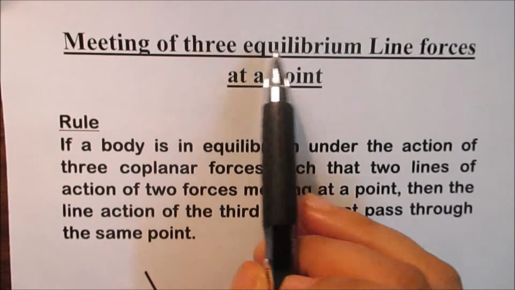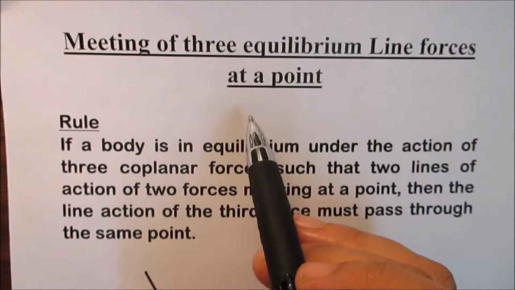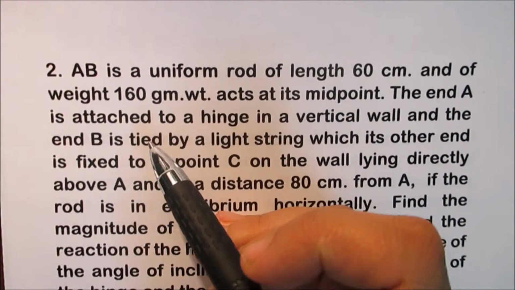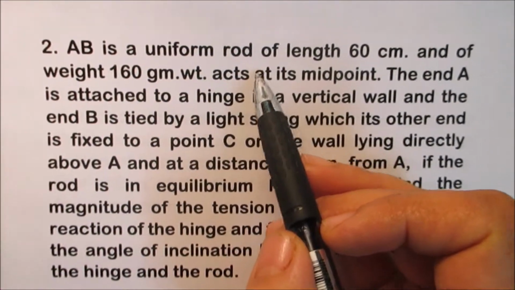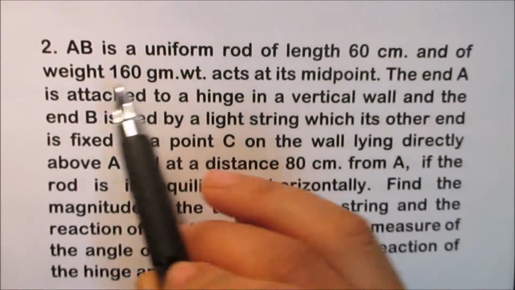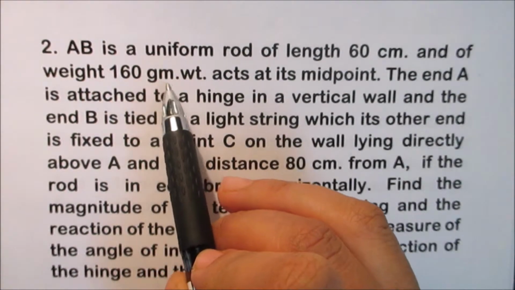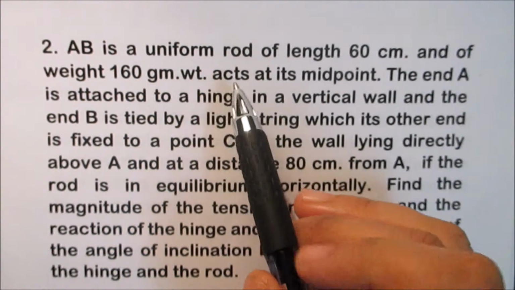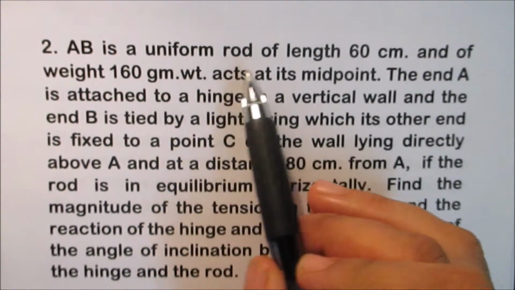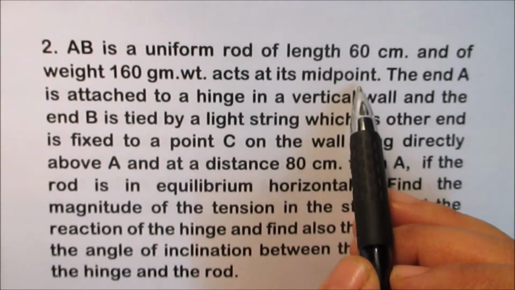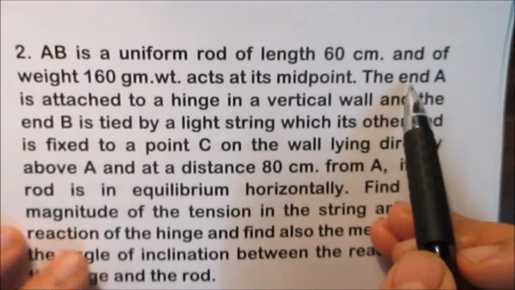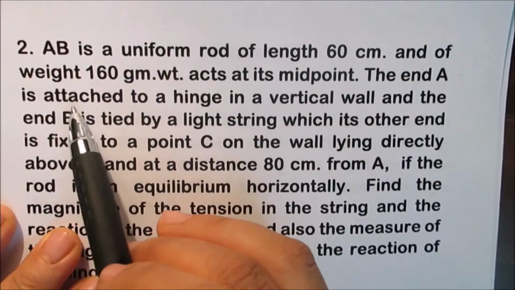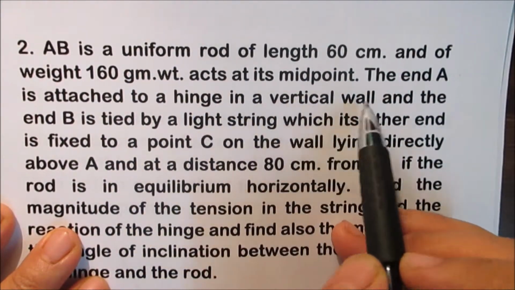Now, meeting of three equilibrium line forces at a point and another example. AB is a uniform rod of length 60 centimeter and of weight 160 gram weight. The weight of the rod acts at its midpoint. The end A of the rod is attached to a hinge in a vertical wall.